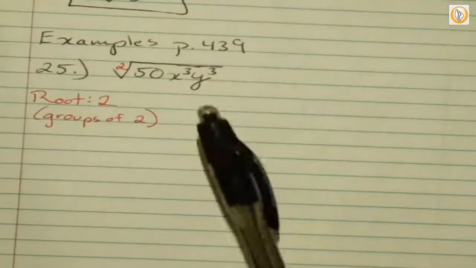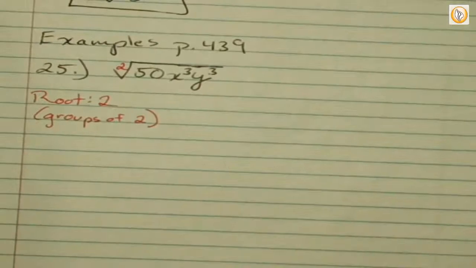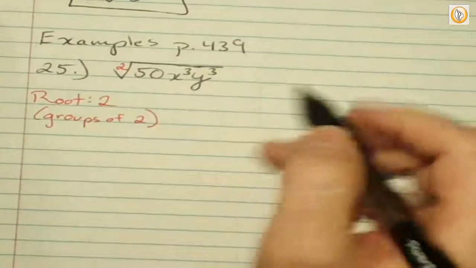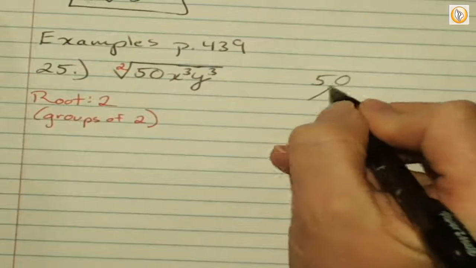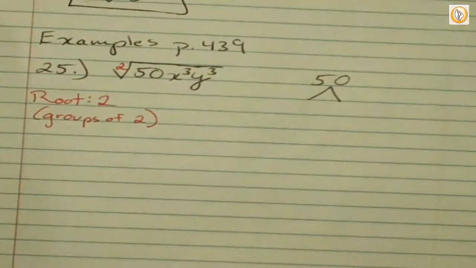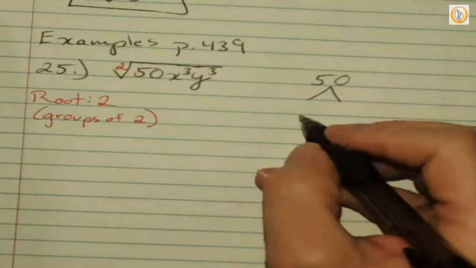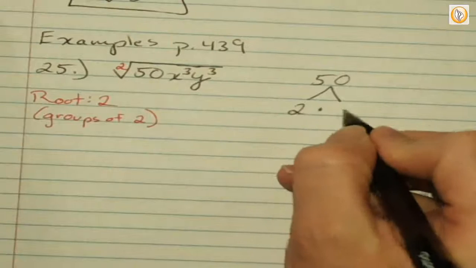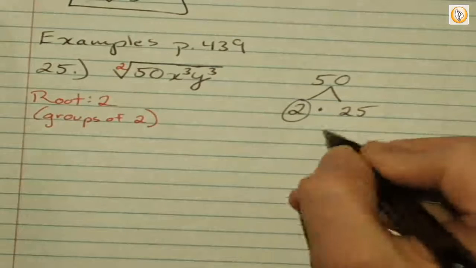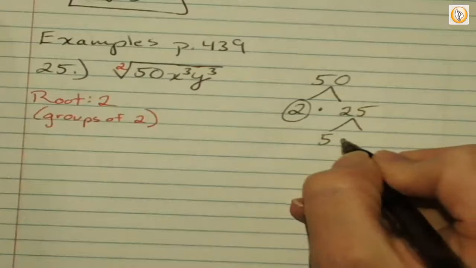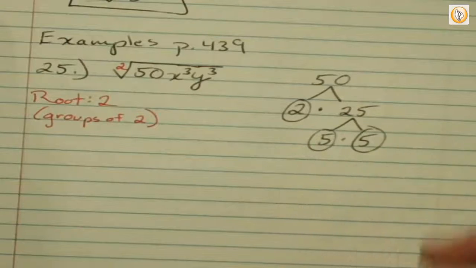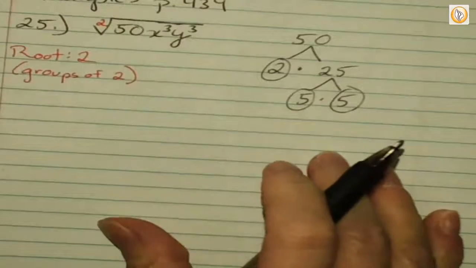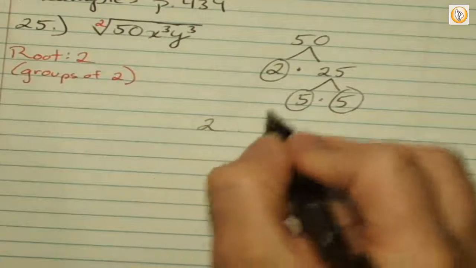Okay, so in this case, this is just like when we did greatest common factor and everything. We're going to focus on the number first. Okay? All right, so Ariel, what 2 numbers give me 50? 2 and 25. Good. And then, of course, we have 5 and 5. All right, so now I'm going to write down my prime factors.